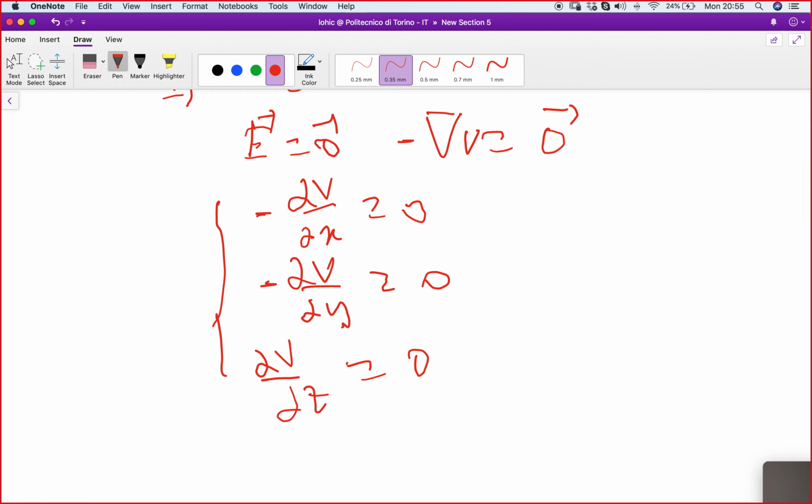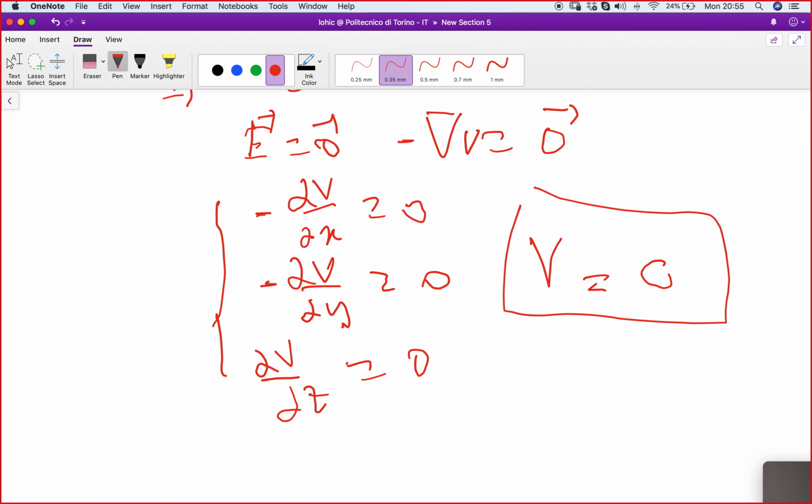This simply means that the function V is a constant, yes or not? Because the derivative of V with respect to x equal to 0 means that V does not depend on x. The derivative with respect to y equal to 0 means V doesn't depend on y. The derivative with respect to z equal to 0 means V doesn't depend on z. So the only way for these three to happen is that V is a constant.